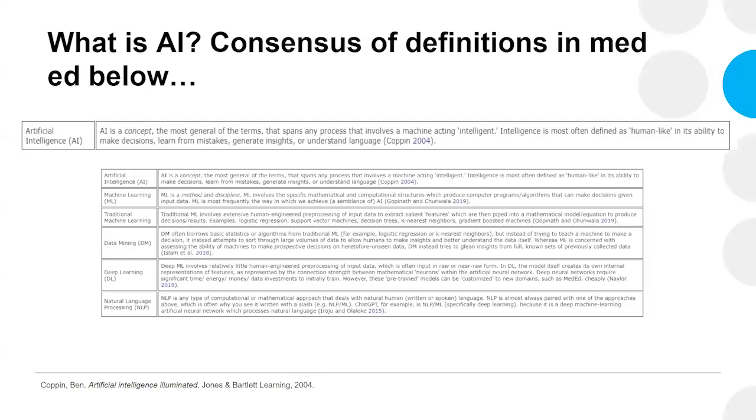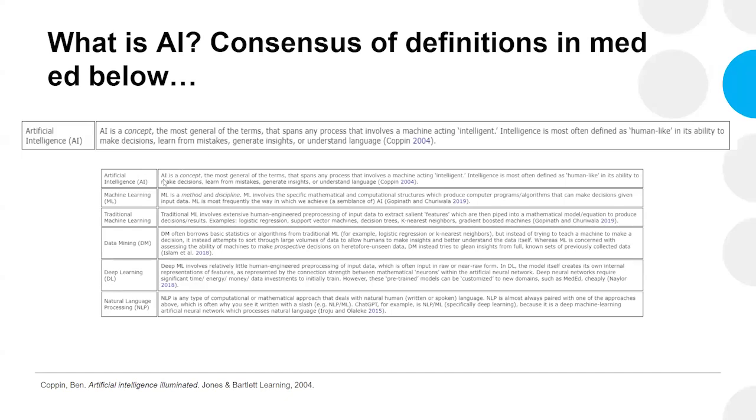So before I delve into that, I guess the real question is, what is AI? And the consensus of definitions in medical education is below. So Coppin published this in 2004. AI is a concept. It's a very general, generic term, and it spans so many different processes where machines are acting as intelligence. But this intelligence can be defined, and most often is defined, as human-made decisions or learning from mistakes as well. So I think it's that differential concept.